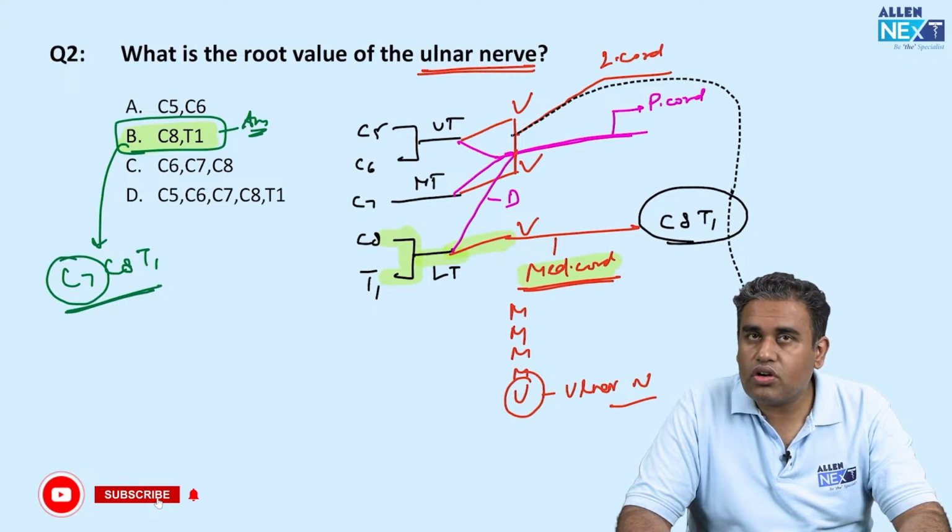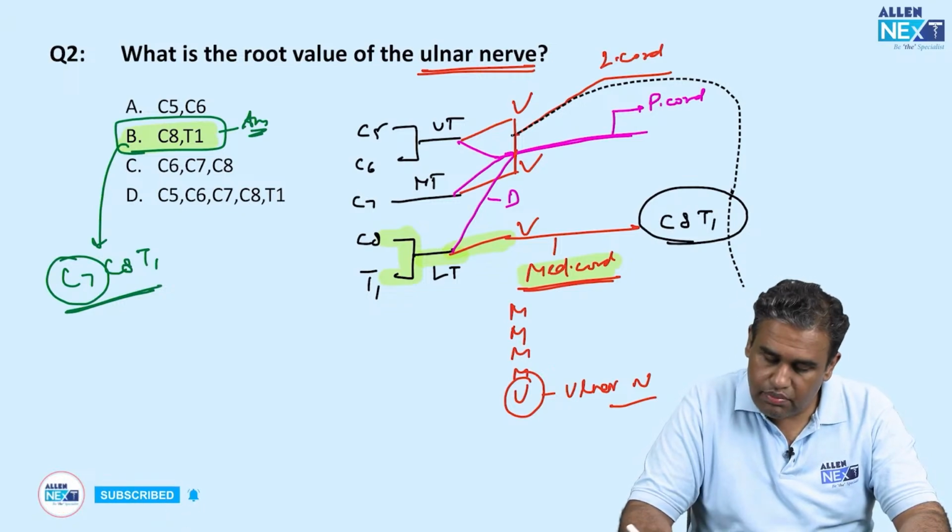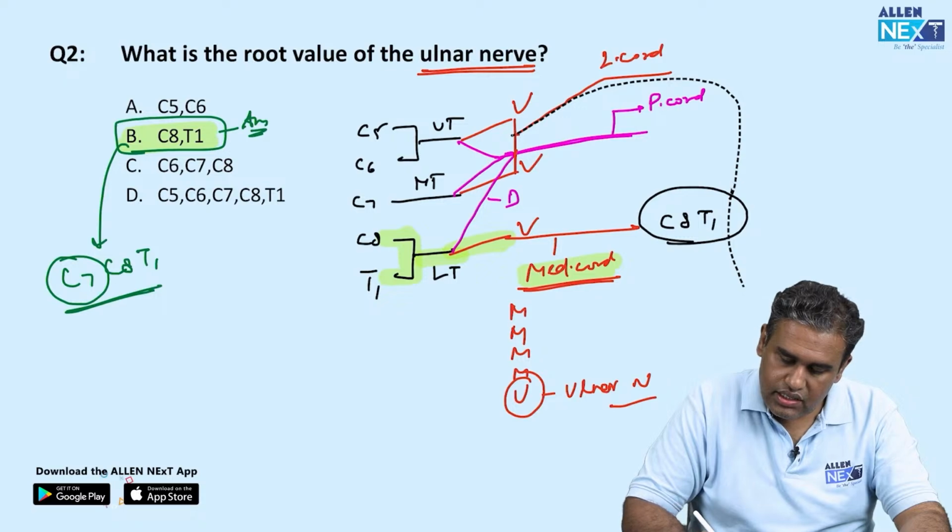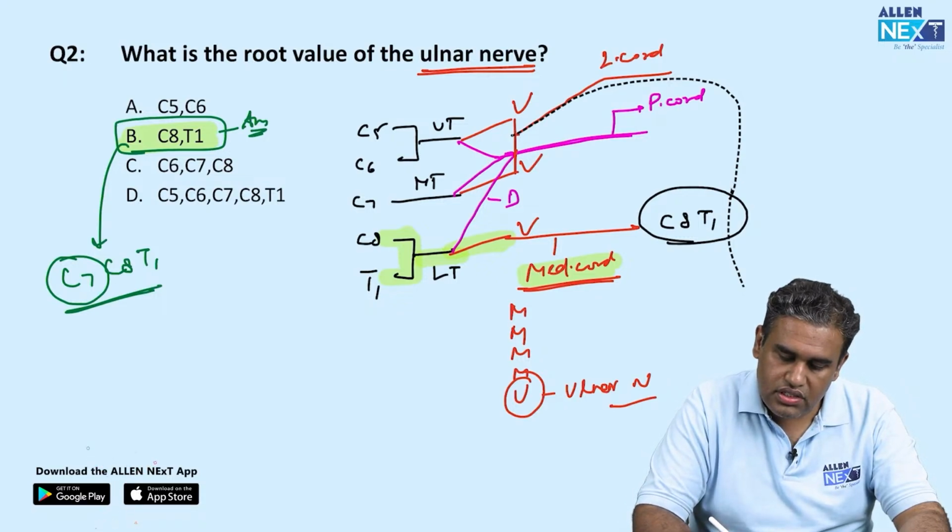Right. So, remember the branch of the cord. Remember from where the cords are forming. For example, over here, we can very well understand that the posterior cord is from the dorsal divisions of all the three trunks.